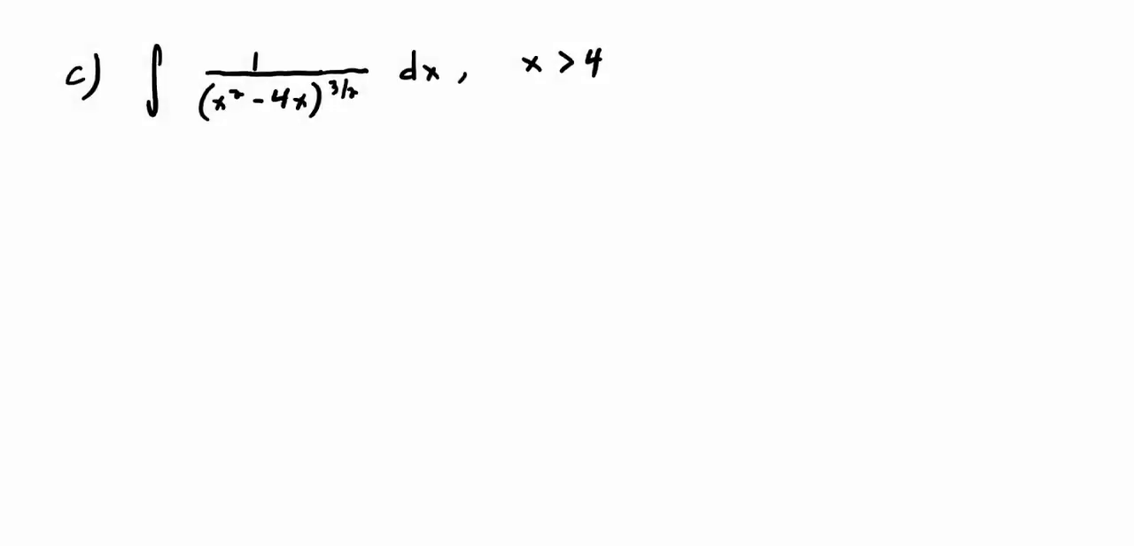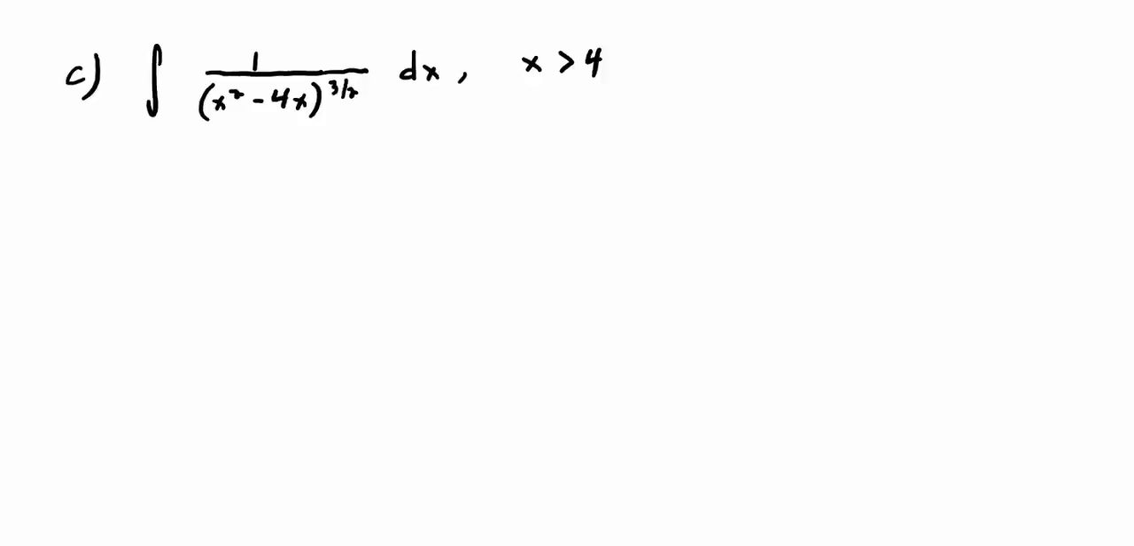Okay, so part C, we're going to have the indefinite integral of 1 divided by (x squared minus 4x) to the 3/2 dx. And we're going to say x is greater than 4. Can anybody see why just by looking at the integral? Why x better be at least not equal to 4?